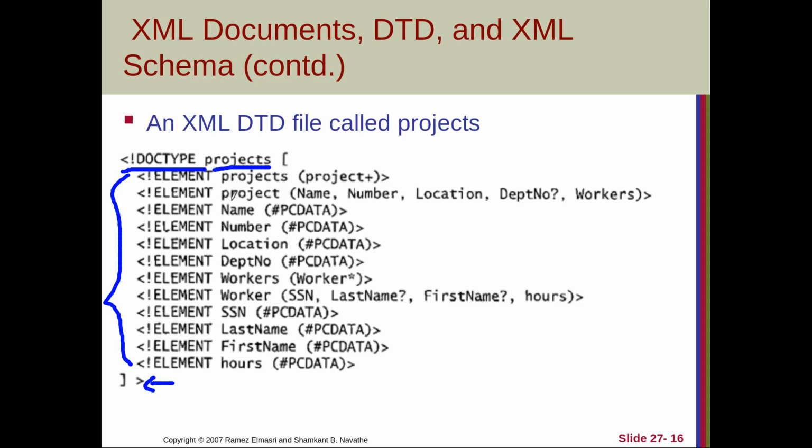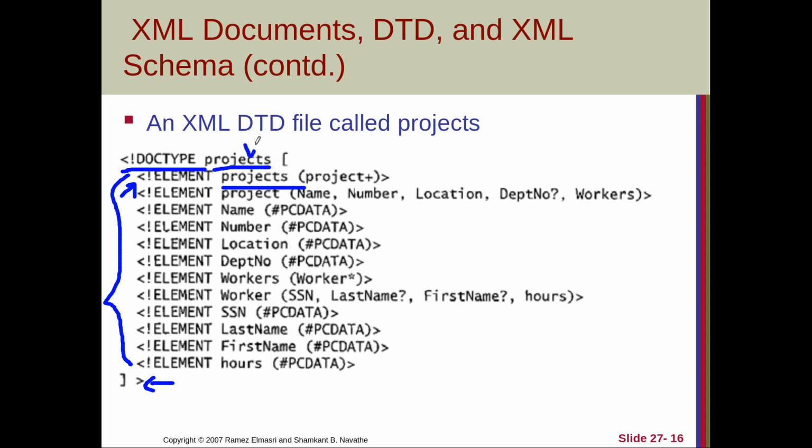Now let us see the different properties that are added in between the DOCTYPE projects opening square bracket and closing square bracket. First of all, each element's properties must be represented by using left angle bracket, exclamation, ELEMENT. See, these DTD keywords are written in capital letters. Following ELEMENT, we describe some properties. So ELEMENT, then I provide projects, as I am providing some properties for projects.